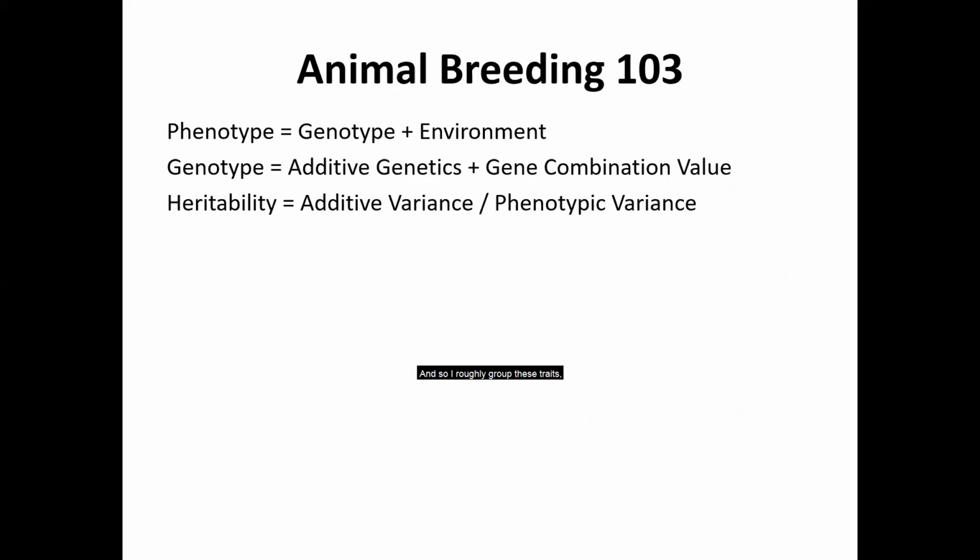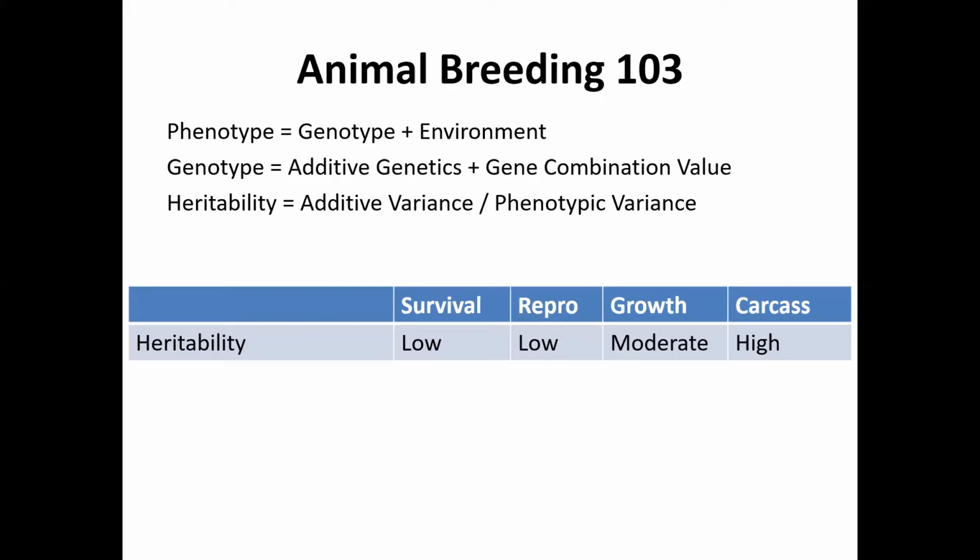The hang-up here is that not all traits are created equal. Not all traits have the same heritability. Okay? And so I roughly group these traits into survival, reproductive traits, growth, and carcass traits. The survival trait heritabilities and repro trait heritabilities are relatively low. And as we move through growth and carcass, they increase in heritability.